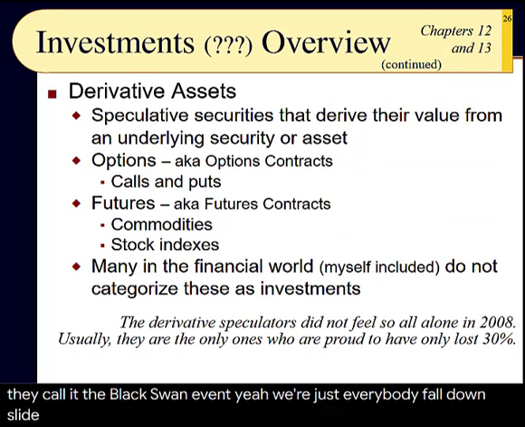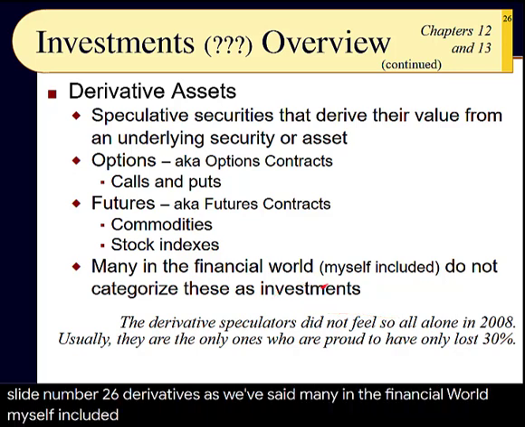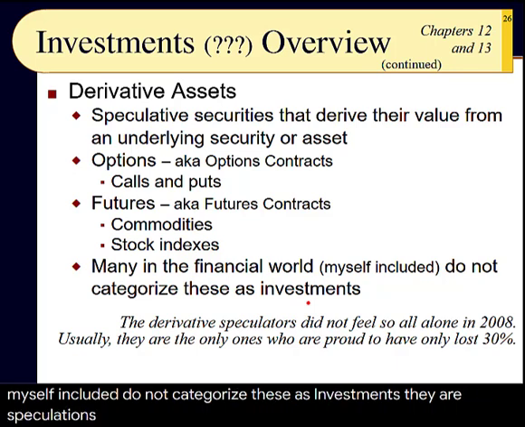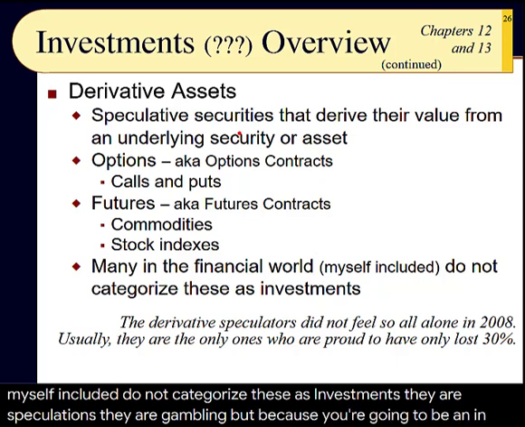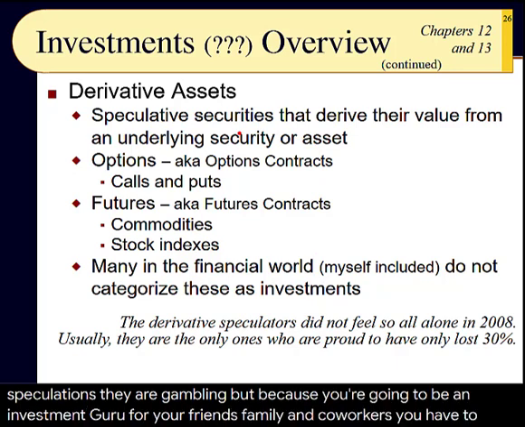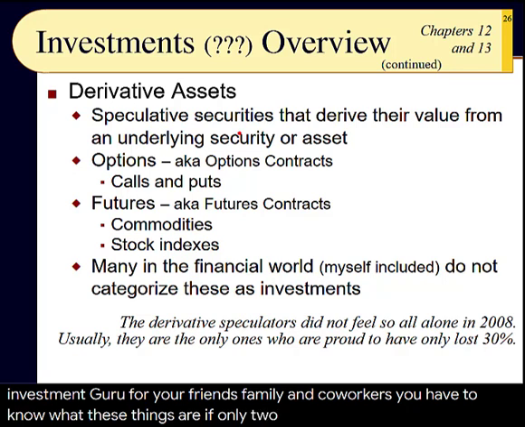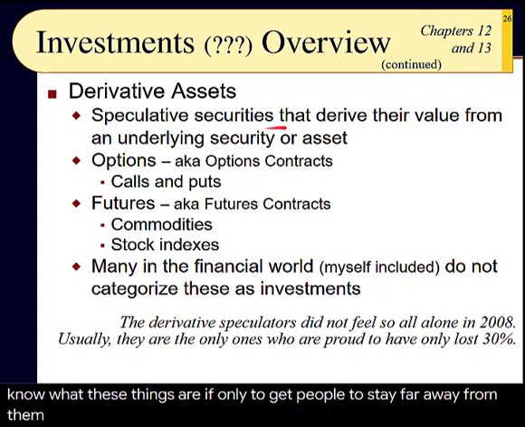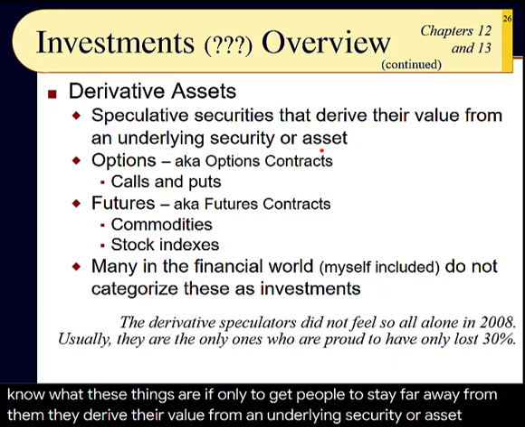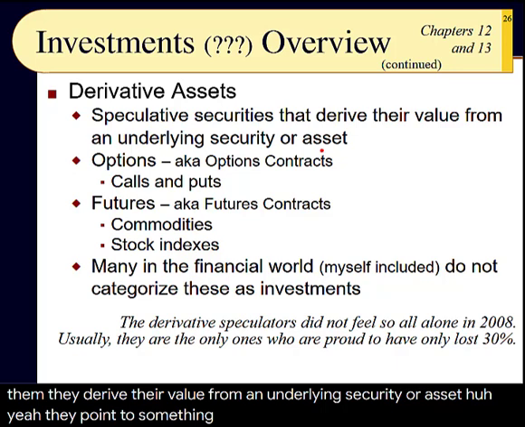Slide number 26, derivatives. As we've said, many in the financial world, myself included, do not categorize these as investments. They are speculations. They are gambling. But because you're going to be an investment guru for your friends, family, and coworkers, you have to know what these things are, if only to get people to stay far away from them. They derive their value from an underlying security or asset. They point to something else, and they follow what that something else does.